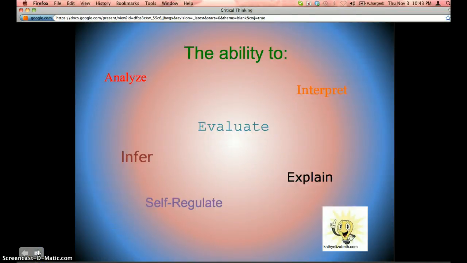Critical thinking is the ability to analyze, to interpret, to evaluate, to infer, to explain, and to self-regulate. Critical thinking is the ability to make good decisions and to clearly explain the foundation for those decisions.